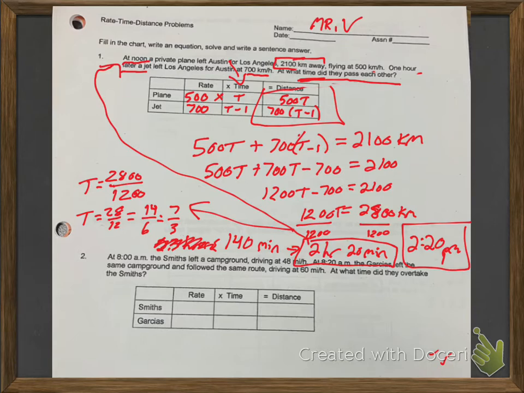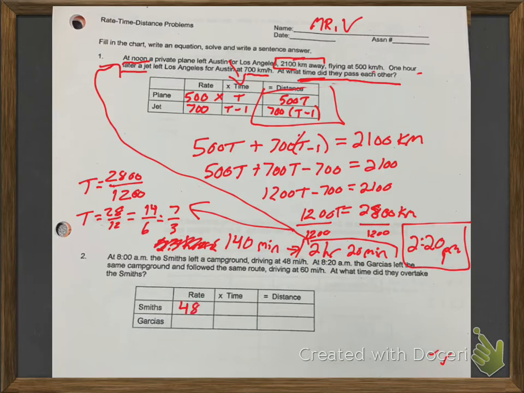All right, so for this next one here, erase so I can see what I'm doing here. So at 8 a.m., that'll be for later. We're not worried about that right now. The Smiths left a campground. They're driving at 48 miles an hour. So there's your rate right there. So the Smiths are going 48 miles an hour.